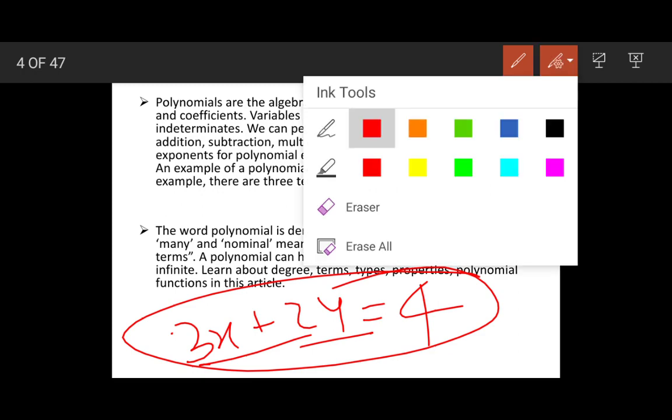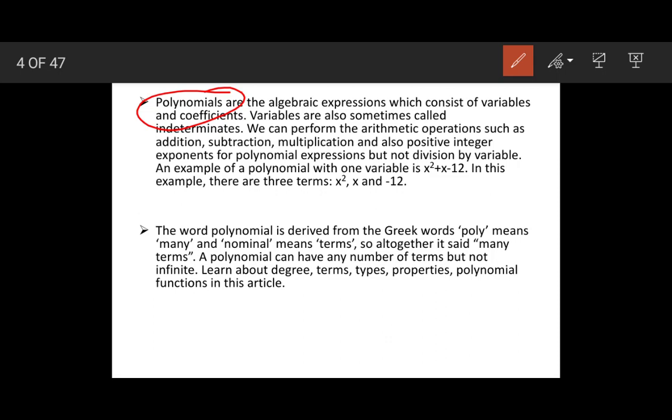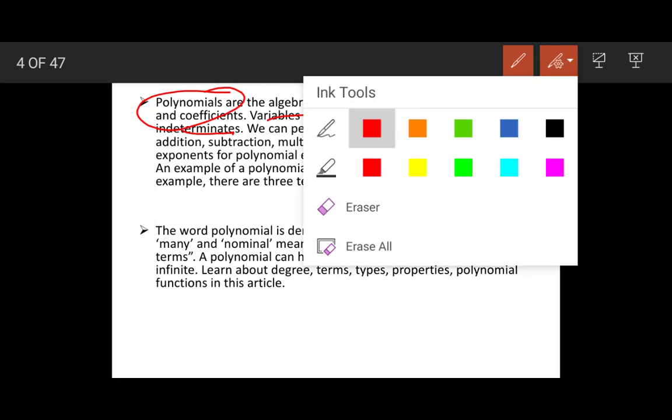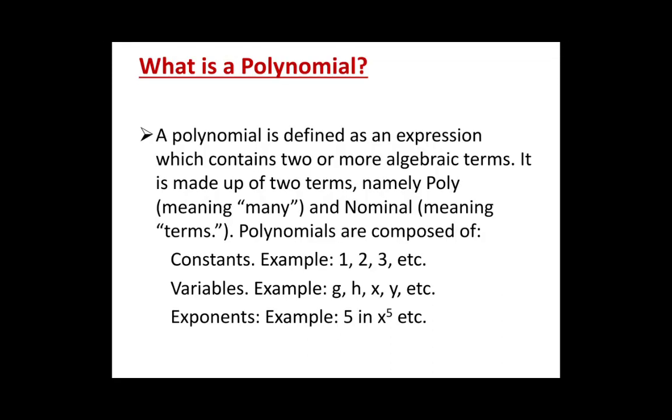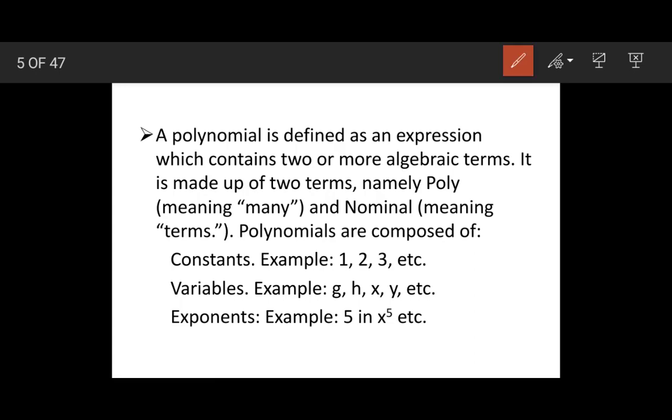So the word polynomial means an algebraic expression which consists of variables and coefficients. By combining variables and coefficients we are getting polynomials. Now, what is a polynomial? A polynomial is defined as an expression which contains two or more algebraic terms. We had already seen this.